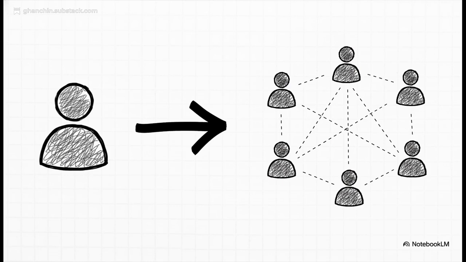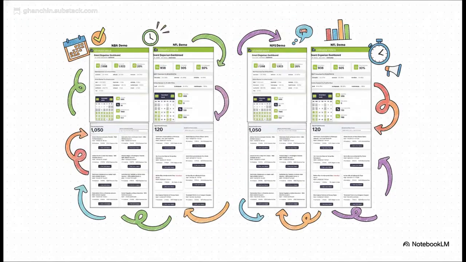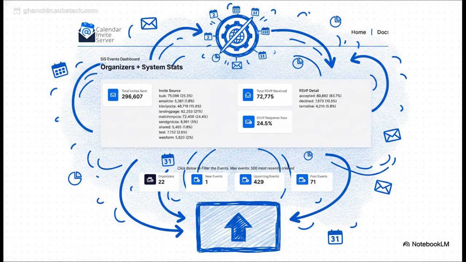But what about your whole team? Yep, this is built to scale for your entire organization. It works with 2 simple roles. Organizers create events, and domain owners see everything. So each organizer gets their own dashboard, tracking their own events and their own stats. And the domain owner? They get the 30,000-foot view with all that data in one place.